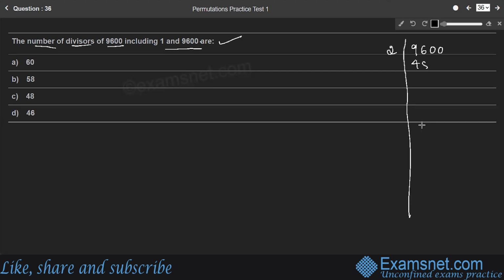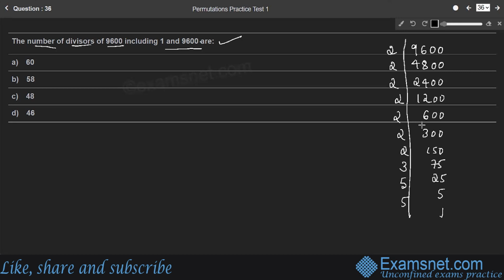So we start with the least number. 2 into 48 is 96. Then 2 into 24 is 48, 0, 0. Then 2 into 12 is 24. 2 into 600. Then 2 into 300. Then 2 into 150. Then 2 into 75. Now 75 is divisible by 3. Next number after 2 is 3. So 3 into 25. Then 25 is now divisible by 5. So 5 into 5 and 5 into 1.